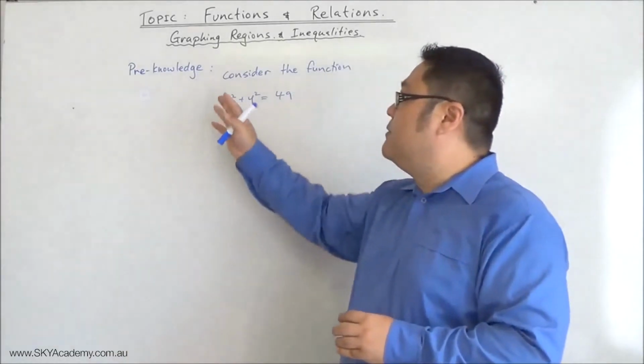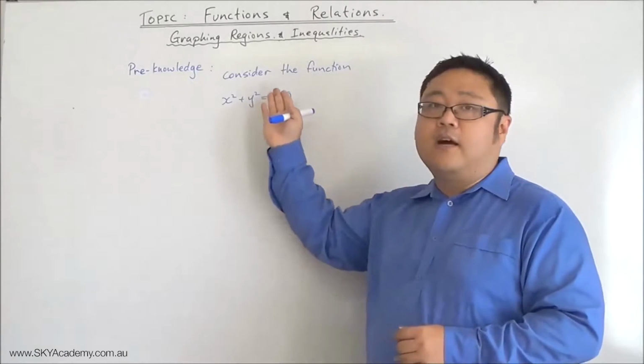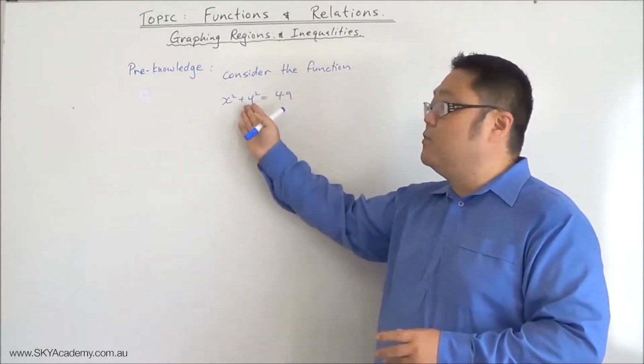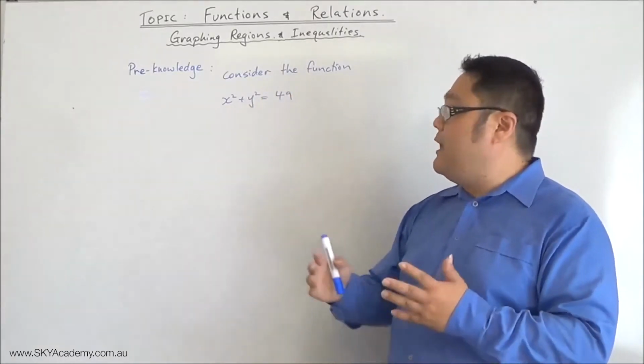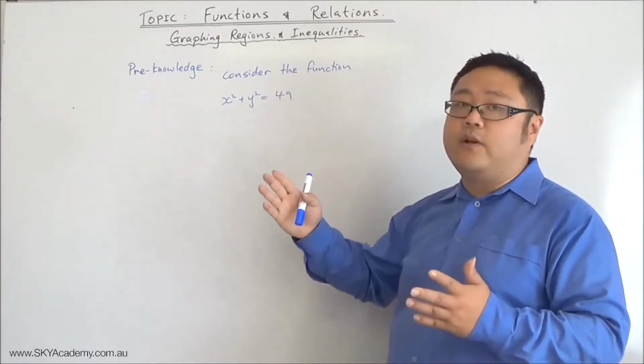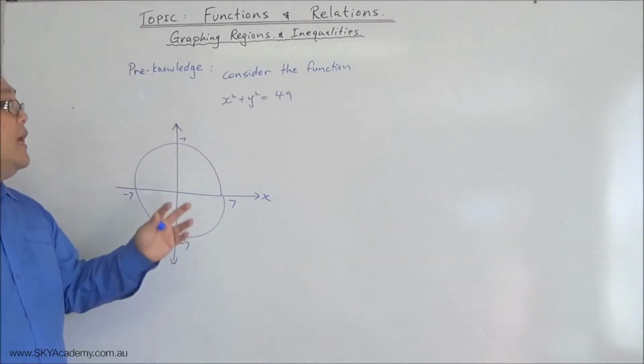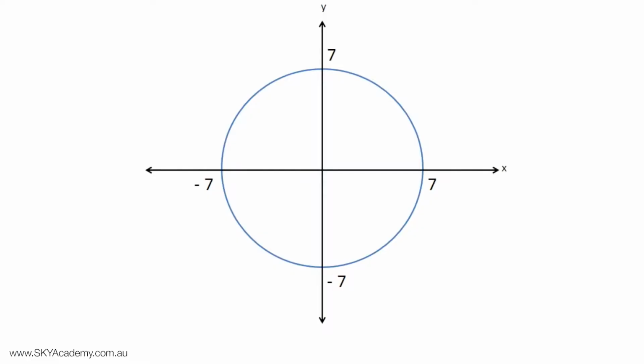As pre-knowledge, consider x squared plus y squared equals 49, which we all know isn't a function because it will fail the vertical line test. It's actually a circle with center (0, 0) and a radius of 7, the square root of 49. The graph of x squared plus y squared equals 49 will look like this.